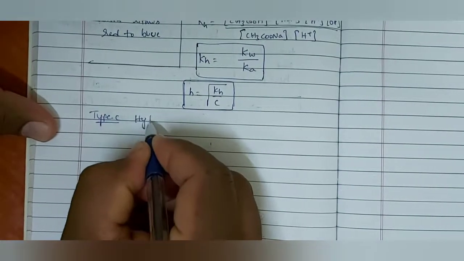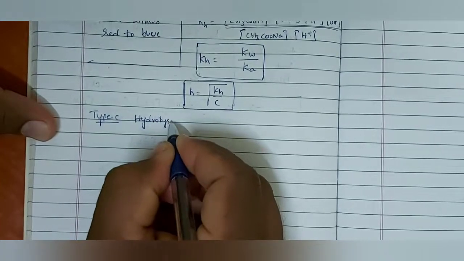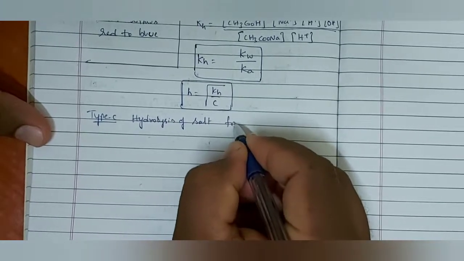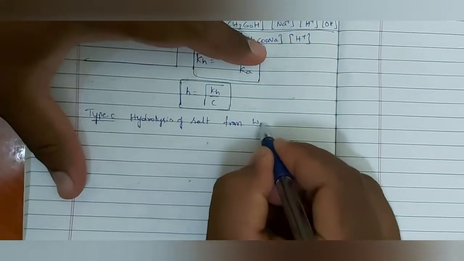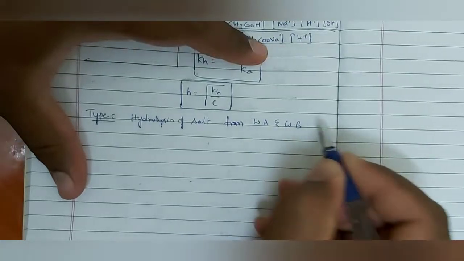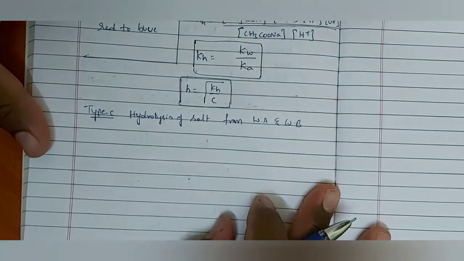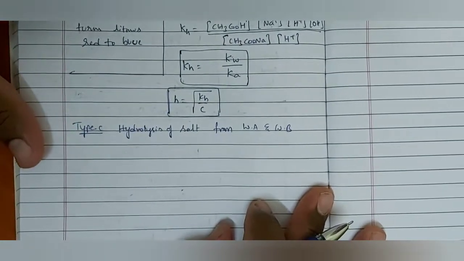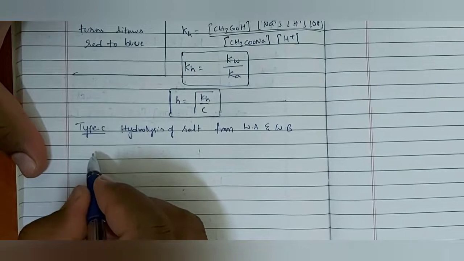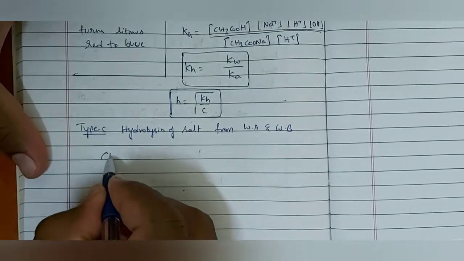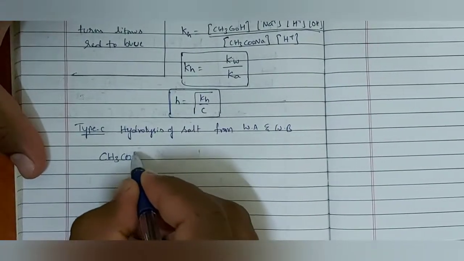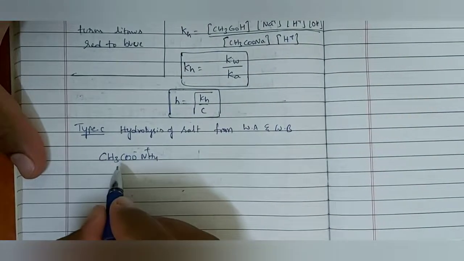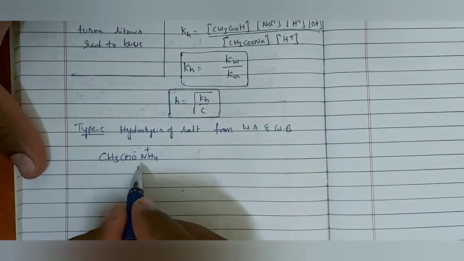Next, type C. Hydrolysis of salt from weak acid and weak base. The salt which is obtained from a weak acid and weak base, if it undergoes hydrolysis, what about the nature? Weak acid and weak base. Example, CH3COO minus NH4 plus. That is ammonium acetate, CH3COONH4.